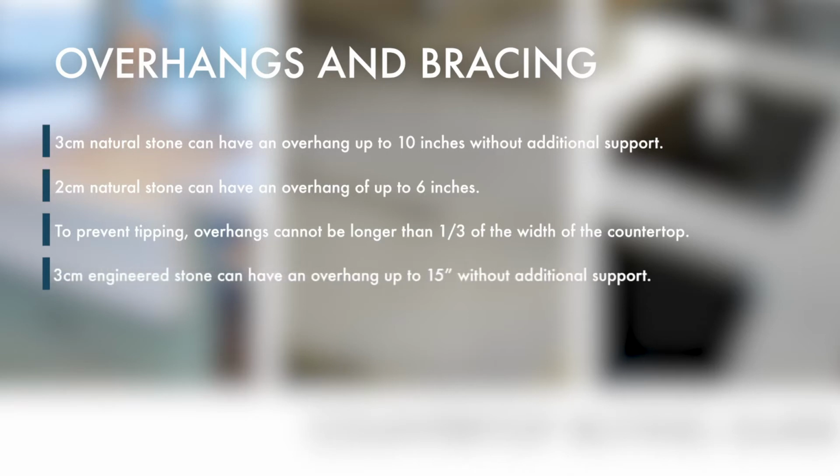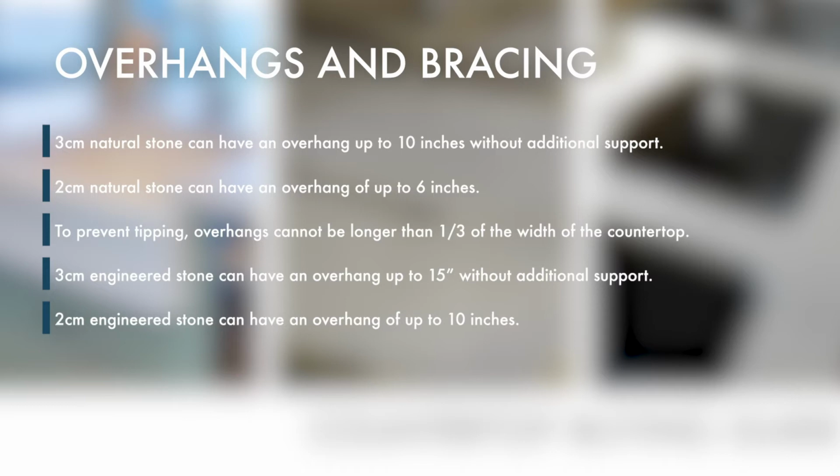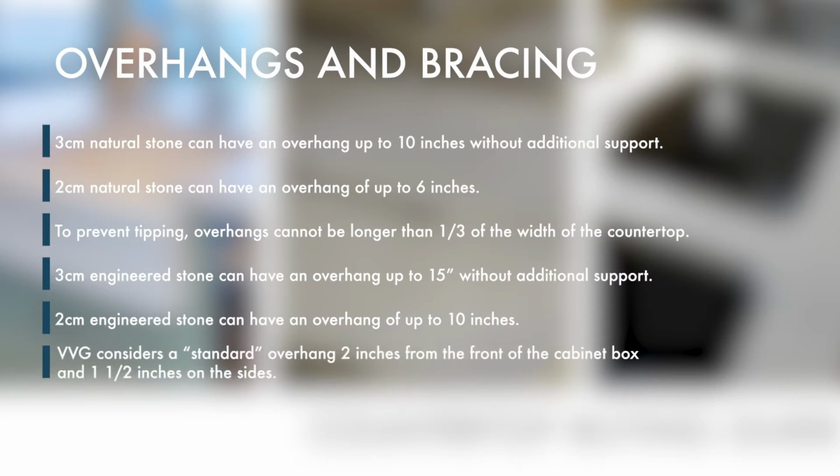For engineered stone countertops, such as quartz, 3 centimeter material can have an overhang up to 15 inches without additional support, and 2 centimeter material can have an overhang of up to 10 inches. Valley View Granite considers a standard overhang to be 2 inches from the front of the cabinet box and 1.5 inches on the sides.